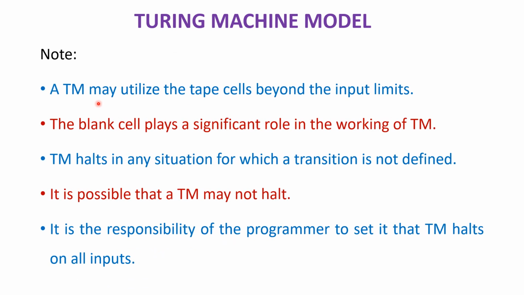Remember that a Turing machine may utilize the tape cells beyond the input limits. The blank cell plays a significant role in the working of a Turing machine. A Turing machine halts in any situation for which a transition is not defined. It is possible that a Turing machine may not halt. So, it's the responsibility of the programmer to make sure that the Turing machine halts on all inputs.